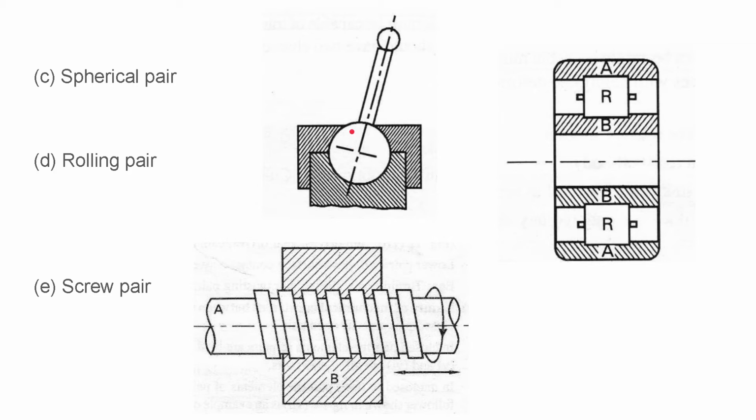Then we have a rolling pair. So a rolling pair means that one of the elements is able to roll over another fixed link. So the AB link makes a fixed point, and the R, which are the balls. So this is a bearing, it is the central axis. Here the shaft is there. So this is the hole for the shaft, and the rolls or the balls are able to roll over the race of the bearing.